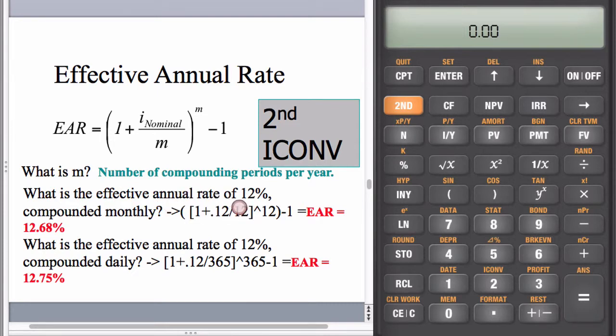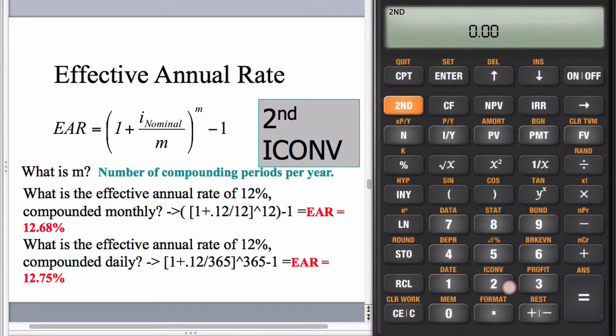We've done this in the previous slides, and it's 12.67%. Let me show you how to do this here. Hit second, ICONV. Now there's something new here. ICONV is behind the button 2. Let's go up and down here and see what's there. You've got NOM, which is nominal, EFF, which is effective, and C/Y, which is the compounding periods per year. Let's say nominal is 12, and I'll use a different example here.